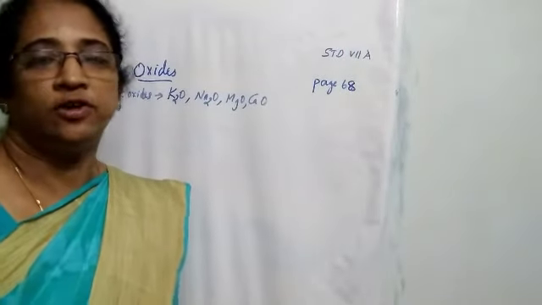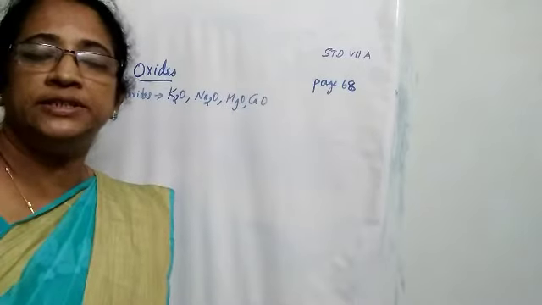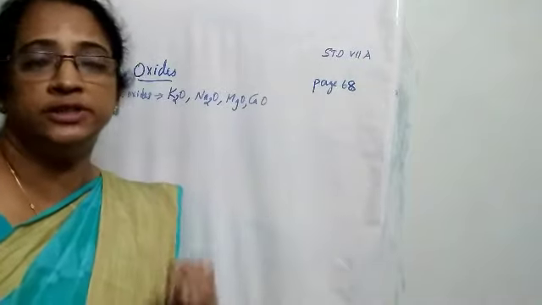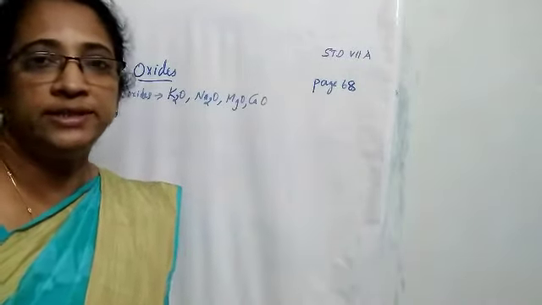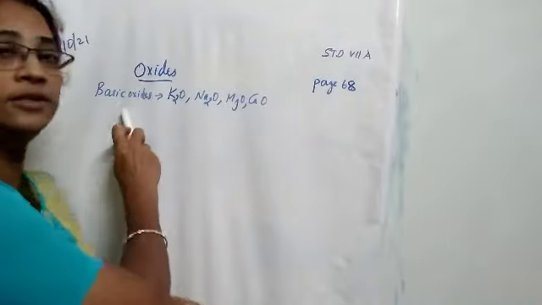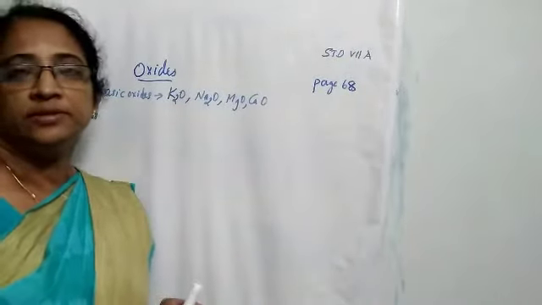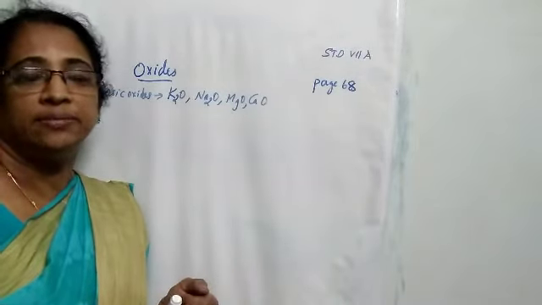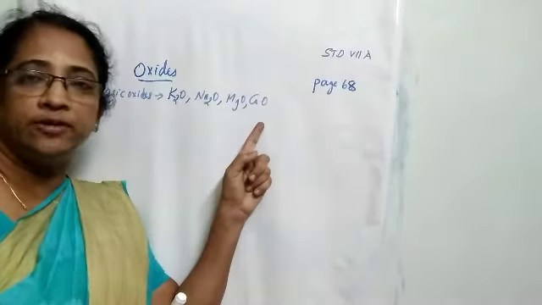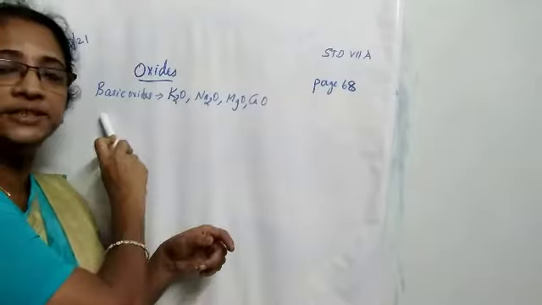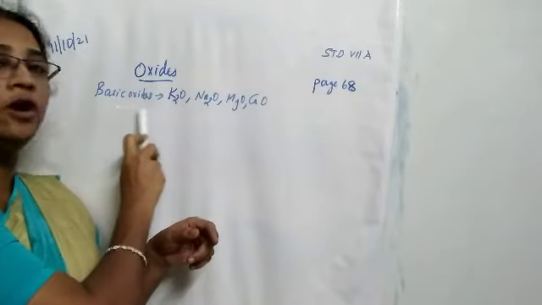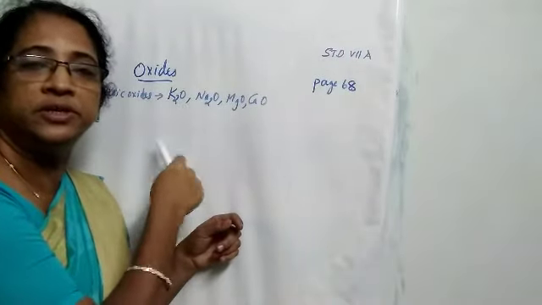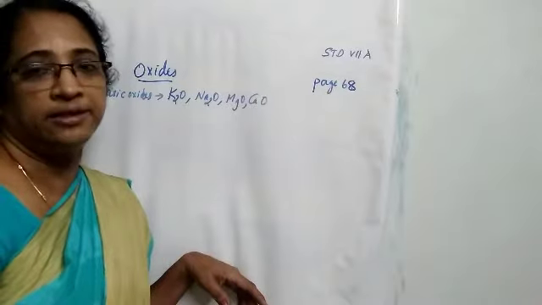Next is basic oxides. What type of elements form basic oxides? Metallic elements react with oxygen to form metallic oxides. These metallic oxides are called basic oxides. These metallic oxides are basic in nature, and therefore we call them basic oxides. Examples: potassium oxide, sodium oxide, magnesium oxide, aluminium oxide, calcium oxide, copper oxide, etc.